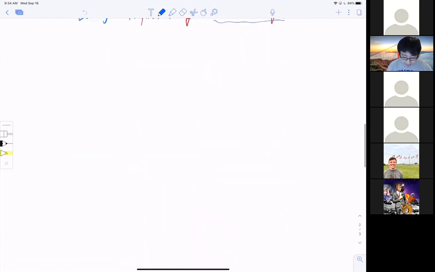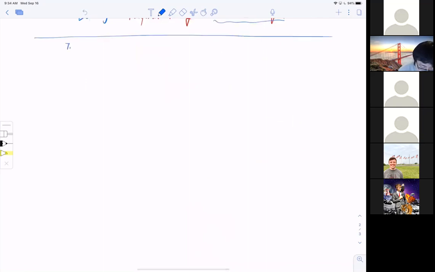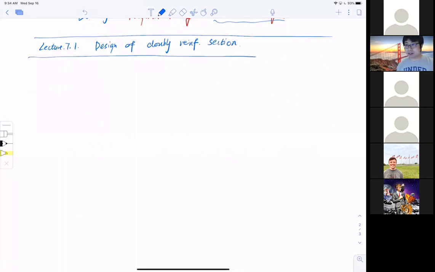So now let's take a look at an example. Today is lecture 7.1, and this is for the design of a doubly reinforced section.